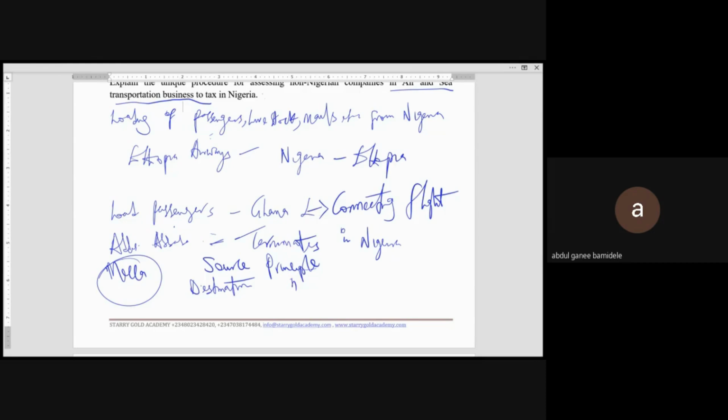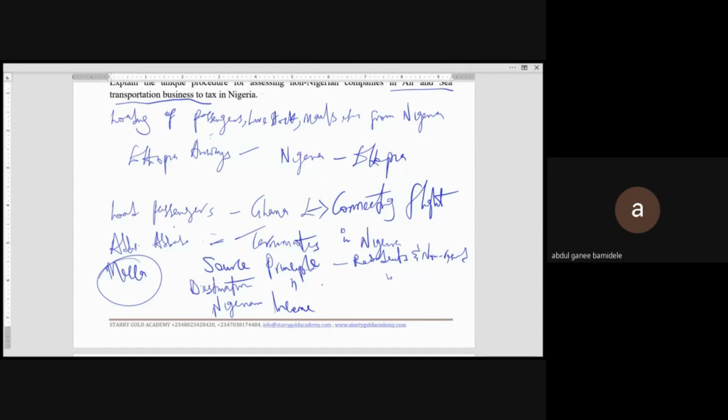So this source principle will mainly be applied to both resident and non-resident companies. And the same thing for the destination principle too. For non-residents, where have you enjoyed the income from? If the income is accruing to you from Nigeria, you have to pay tax. Do you understand? So then we call it Nigerian income, because you earn the income from Nigeria.